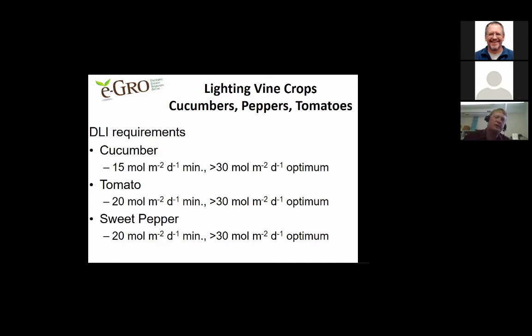For cucumbers, tomatoes, and peppers as examples, essentially for each additional 1% of light, we get 1% more yield. And the minimum thresholds that we're looking at are about 15 moles per meter squared per day of light for cucumbers and 20 moles per day for tomatoes and sweet peppers. And then, of course, more light is better, right? So even up to 30 moles of light or above is going to give you the highest yielding plants.